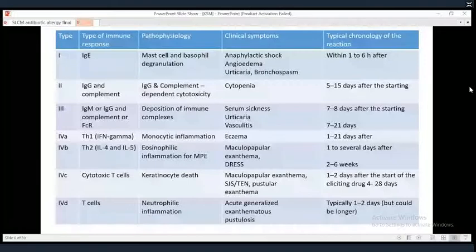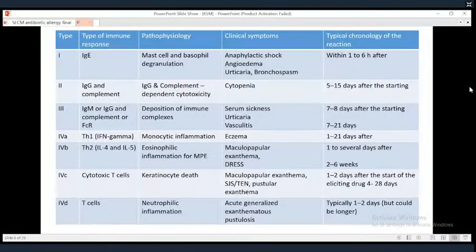When it comes to type 2 reactions, examples would be cytopenia, such as thrombocytopenia or anemia. There the symptoms generally occur within about 3 days, but they can start about 5 to 15 days after starting treatment as well. Type 3 reactions, or those that occur due to deposition of immune complexes, clinically present with symptoms of serum sickness. They can present with urticaria or vasculitis, and these generally occur about 1 week after starting treatment. Now, if it's vasculitis, it can start very much later, such as about 3 weeks after you start treatment.